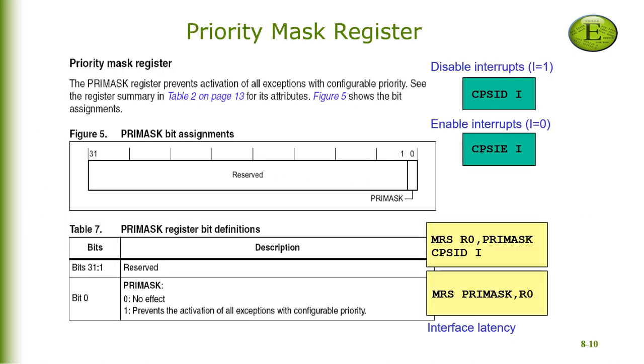Let me quickly go over the contents of the PRIMASK register. We said before that the least significant bit, bit 0, of this register must be set equal to 1 if we want to disable the activation of interrupts. The default value 0 means that the interrupts are enabled. The upper 31 bits are reserved, and these are sort of opaque to the programmer.